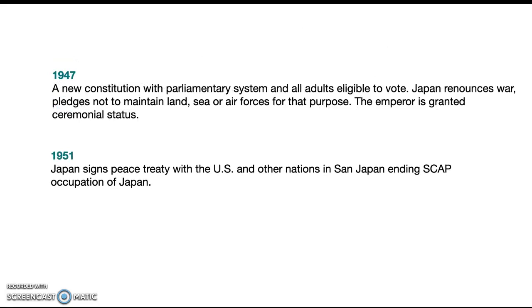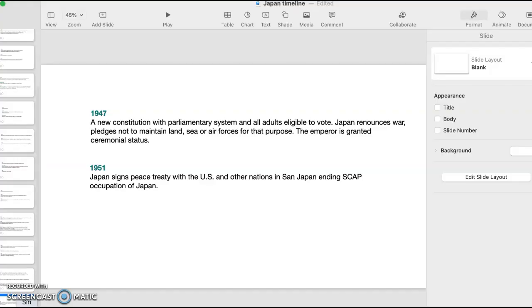Japan signs a peace treaty with the U.S. and other nations in San Francisco, ending SCAP occupation of Japan. So that's the U.S. forces occupation of Japan. And that signifies the end of part two.